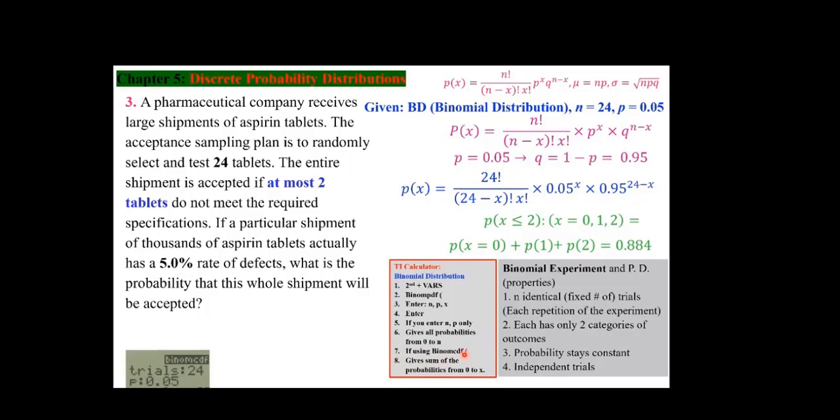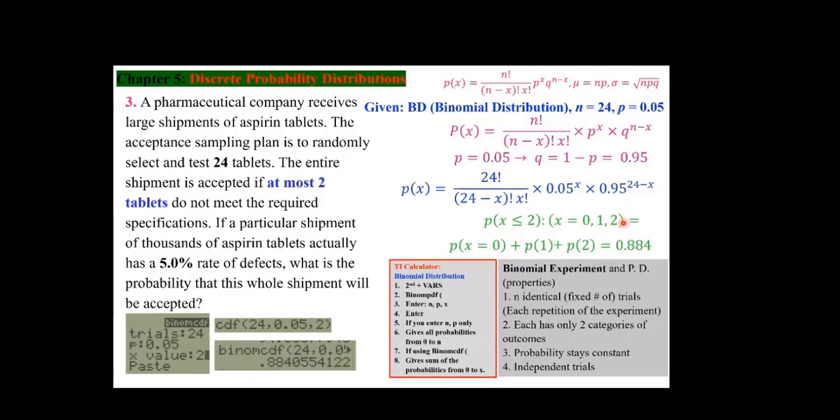So take a look at what we do. We put binomial CDF. The number is 24, probability is 0.05. When we put x equals 2, that means from 0 to 2. It calculates, and notice the answer, of course, with a lot more decimals. So we have the same answer.